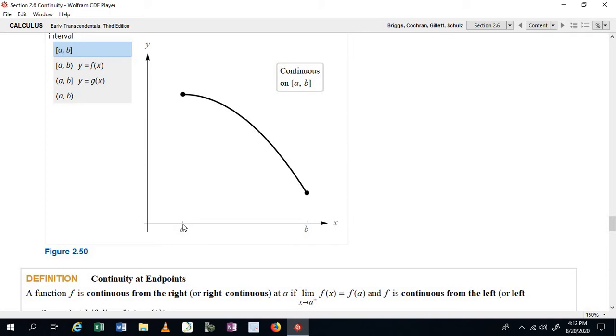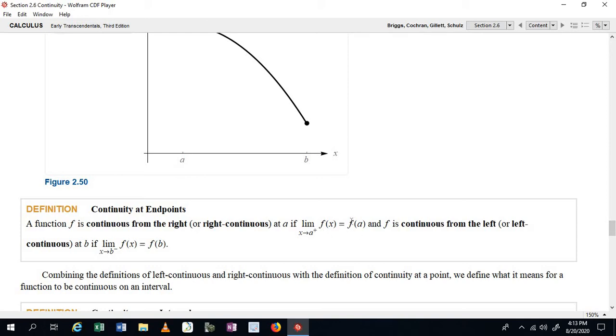And the answer is yes. If you evaluate f at a, the y value that you get is the same y value. So the limit that this function is approaching as x approaches a from the positive side, that y value, is the same as f evaluated at a. And so for that reason, because these are equal, it's said to be right continuous at a.